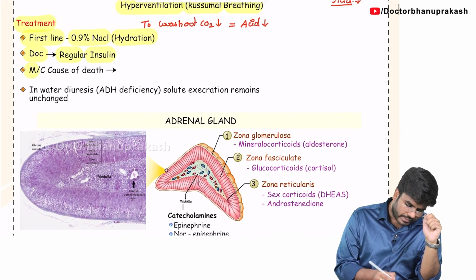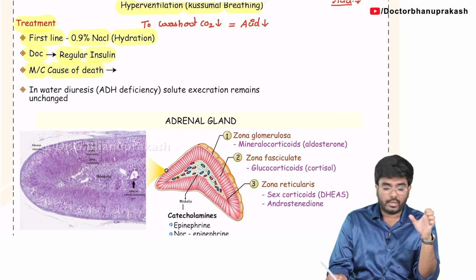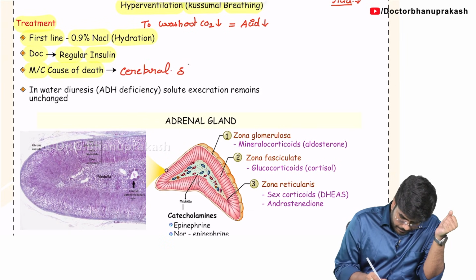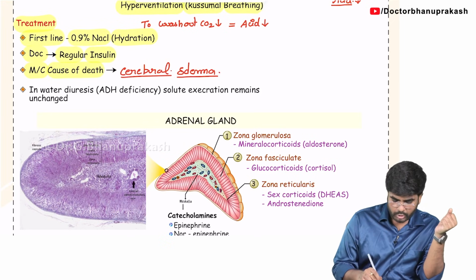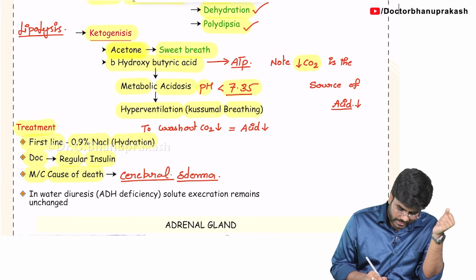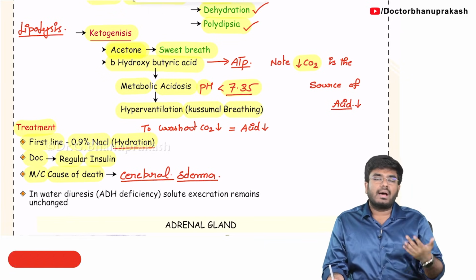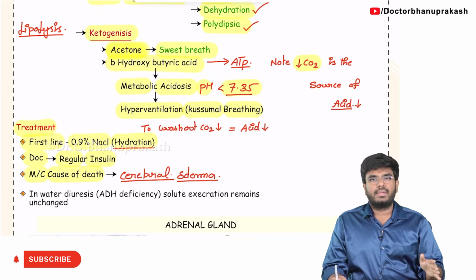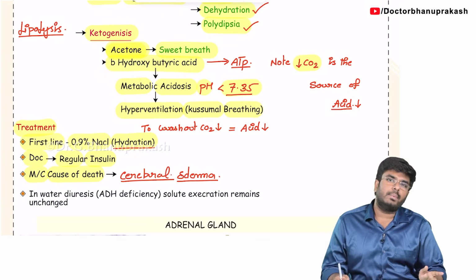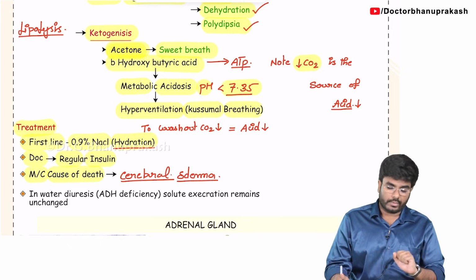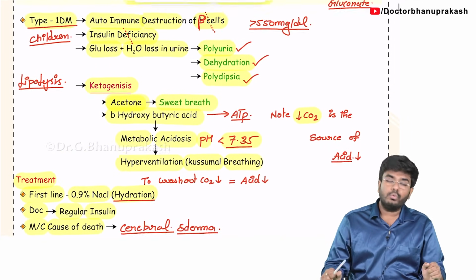And what is the most common cause of death? Especially in children, the most common cause of death is cerebral edema. Cerebral edema is considered the most common cause of death, and that happens especially during rapid hydration. So you have to give the hydration, right? If you give this hydration rapidly, that rapid hydration can actually cause this edema and that can lead to death. Especially this death will happen during the treatment stage. Okay, so these are the important points which I want you to know for your exam.